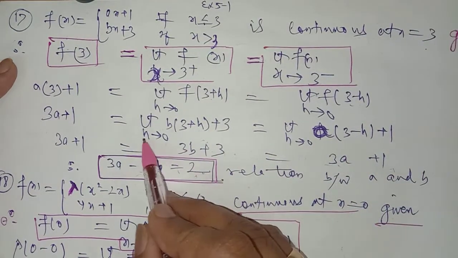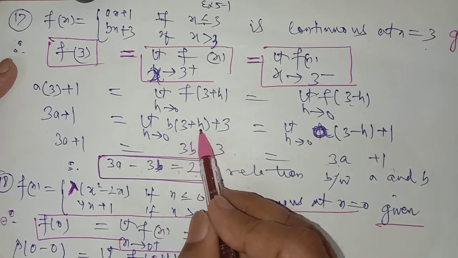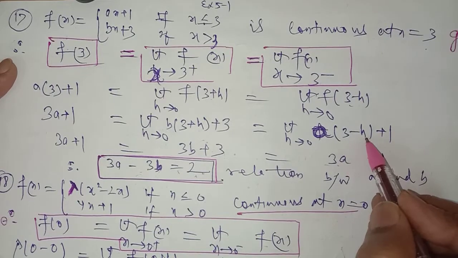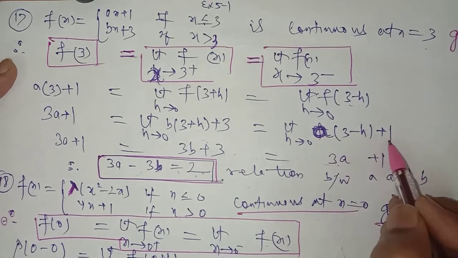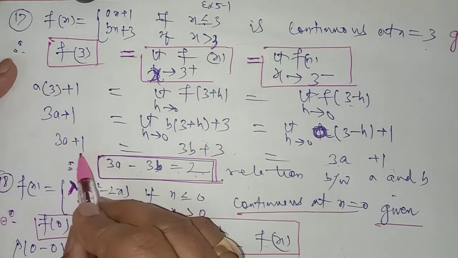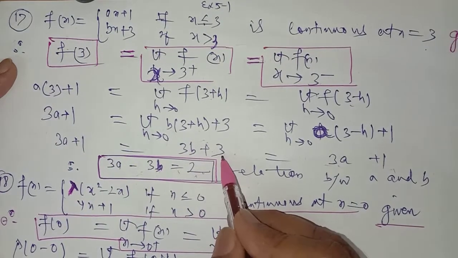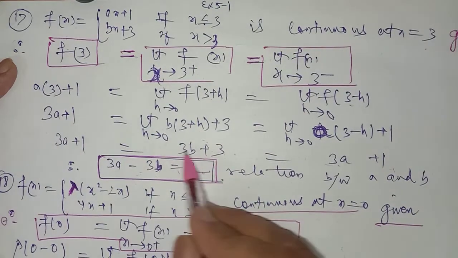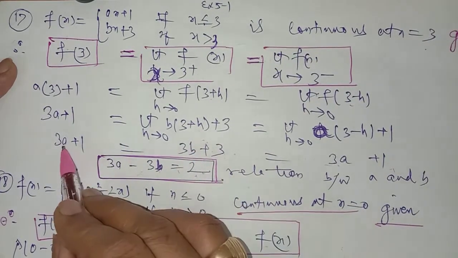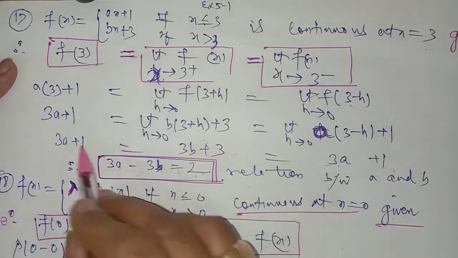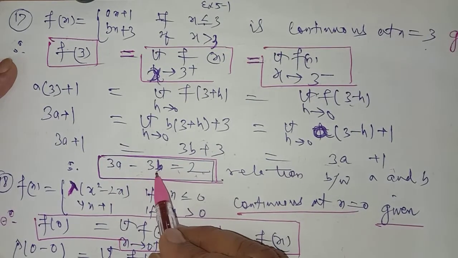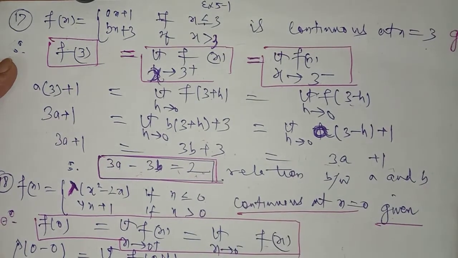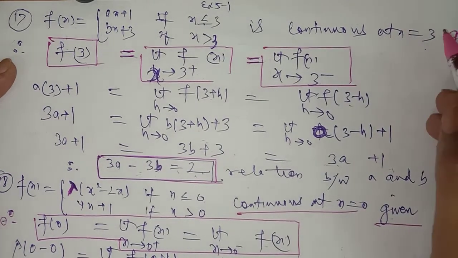Now take the limit as h goes to 0. It becomes 3b + 3 for the right hand limit, and 3a + 1 for the left hand limit. So it comes out to be 3a + 1 is equal to 3b + 3 is equal to 3a + 1. Now you can use the first two relations, that is 3a - 3b is equal to 3 - 1, which is equal to 2. This is the relationship between a and b when the function is continuous at x equal to 3.